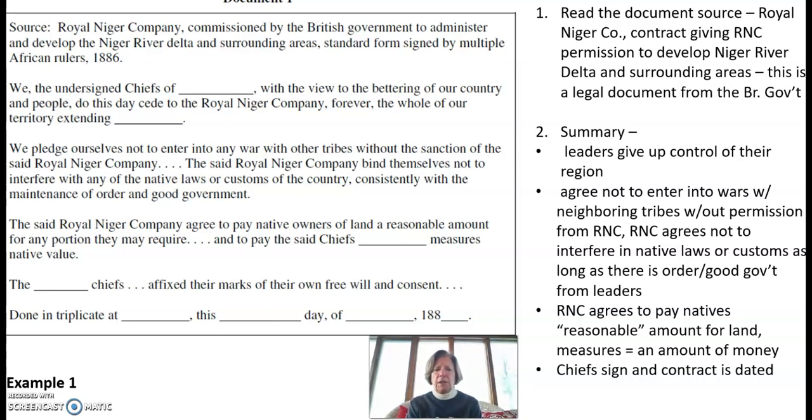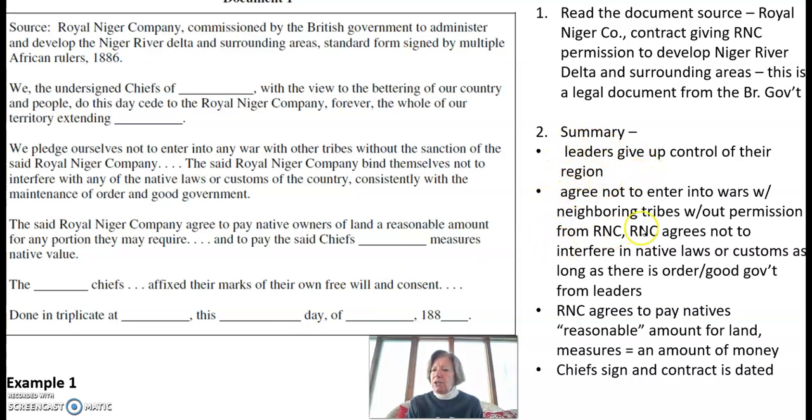So the chiefs, in that blank there, affix their mark of their own free will and consent, and then they do it in triplicate. That means they have copies. So what's this summary all about? So this is that the leaders give up control of their region.